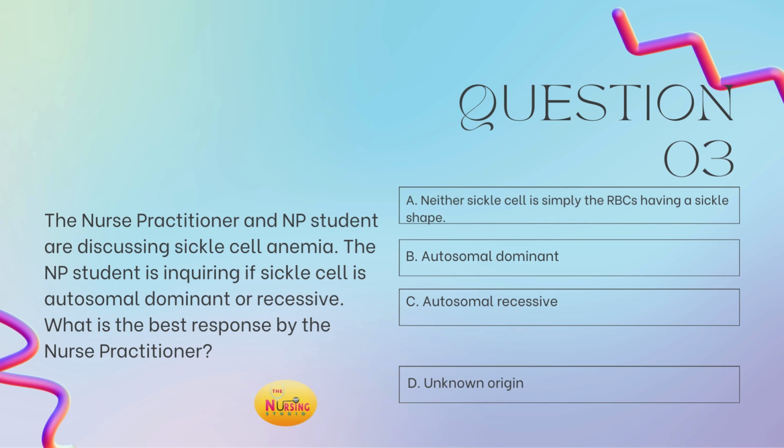All right, and lastly, question number 3. The nurse practitioner and NP student are discussing sickle cell anemia. The NP student is inquiring if sickle cell is autosomal dominant or recessive. What is the best response by the nurse practitioner? A, neither, sickle cell is simply the red blood cells having a sickle shape. B, autosomal dominant. C, autosomal recessive. Or D, there's an unknown origin. Take a moment to tell me what you got in the comments.